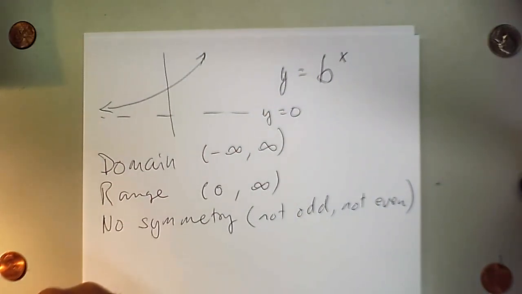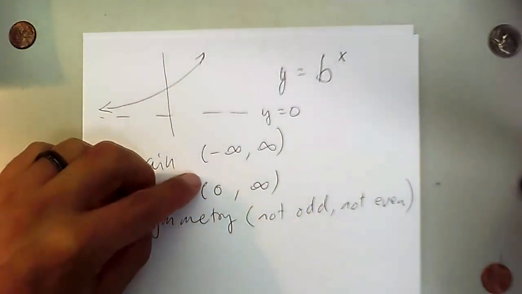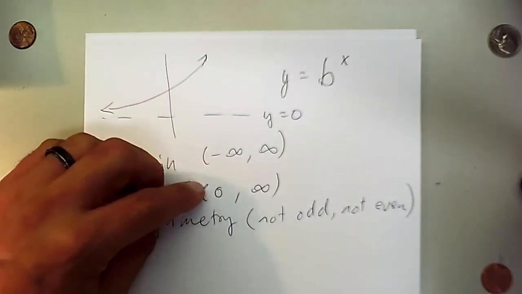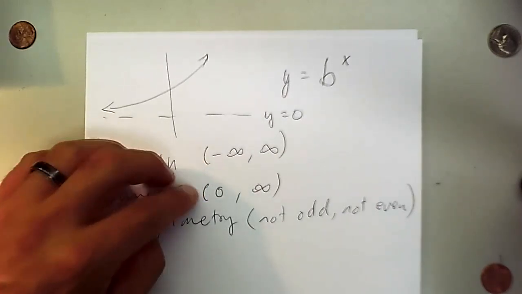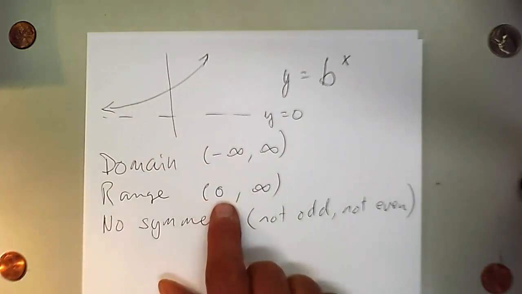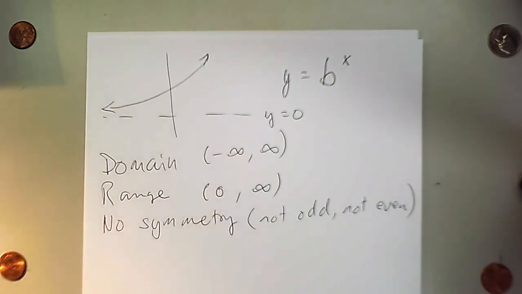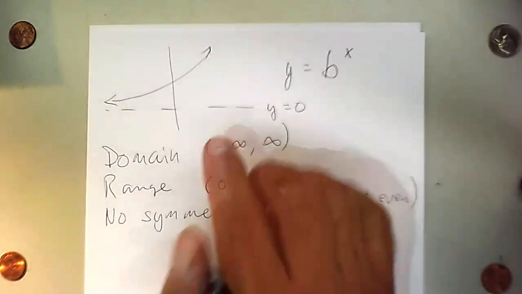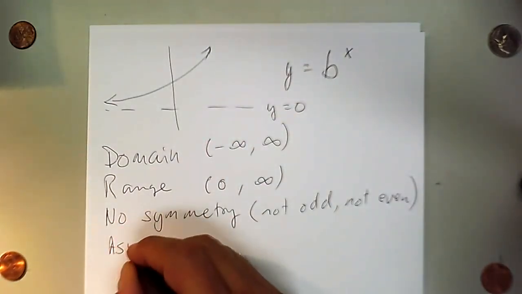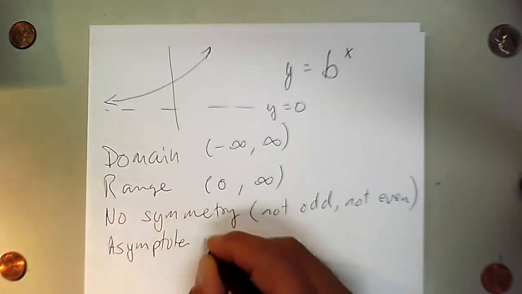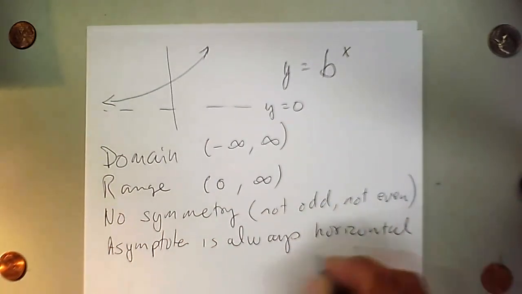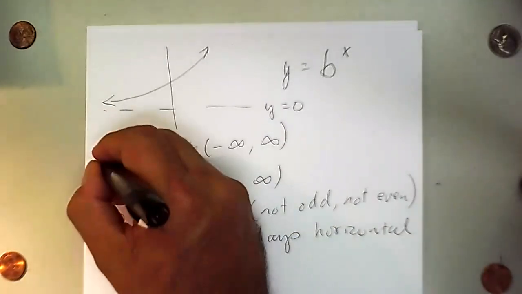There are other properties. Oh, one thing before I forget that I could ask you in a multiple choice question is whether the range starts with 0, including 0, or excluding 0. And here I'm telling you, it cannot include 0. We have to have more than 0. So this interval has to be open. The asymptote is always horizontal, y equal to 0. Okay, so we got the domain, the range.